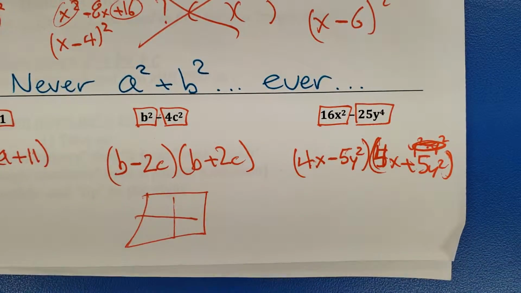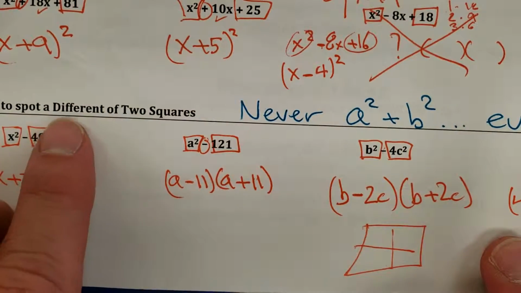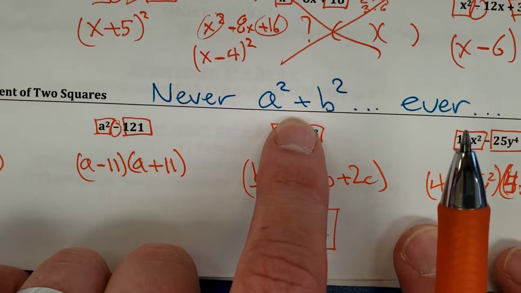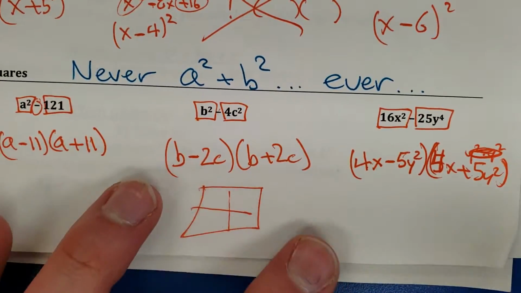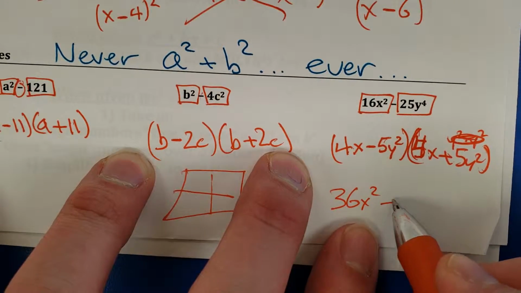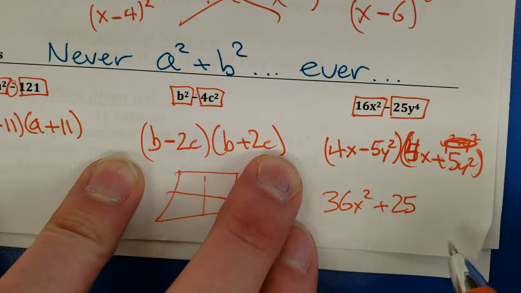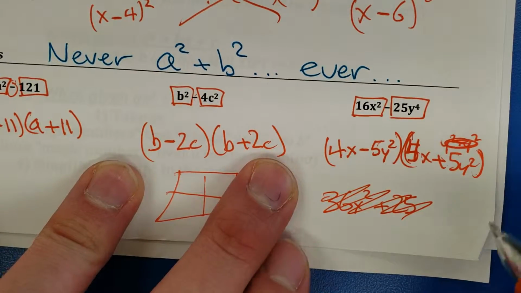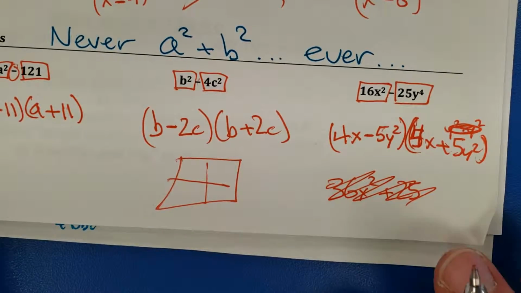So know your squares. If you are something squared minus something squared, you are literally a difference of two squares. This never ever shows up. So if you see something like 36x squared plus 25, oh, it's something squared plus something squared. Nope, not factorable at all. Can't do it. It's against the rules.